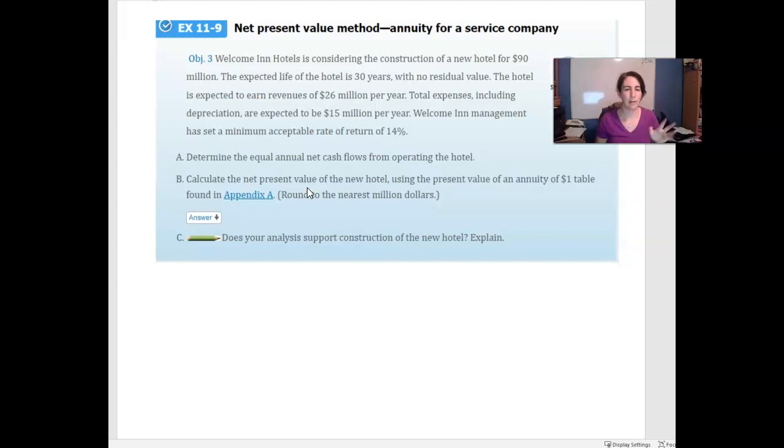Okay, I'm telling you right now, this is related directly to your homework problem. Okay, welcome in hotels, construction for new hotel, $90 million.